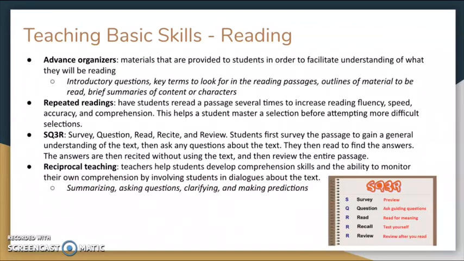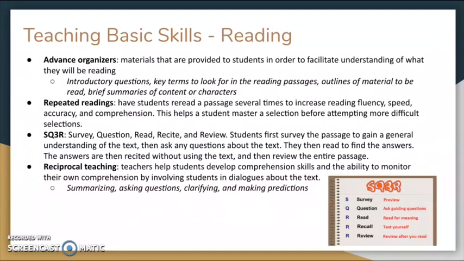It also suggests repeated readings, so having students reread a passage several times to increase reading fluency, speed, accuracy, and comprehension. This helps the student master a selection before attempting to move to a more difficult one. SQ3R is survey, question, read, recite, and review. Students first survey the passage to gain a general understanding of the text, then they ask any questions that they have. They then read to find the answers, and the answers are then recited without using the text. And then finally, they review the entire passage again and repeat if they need to.